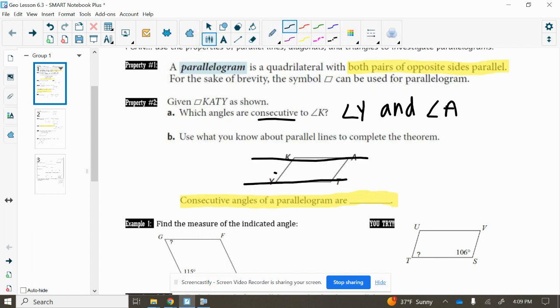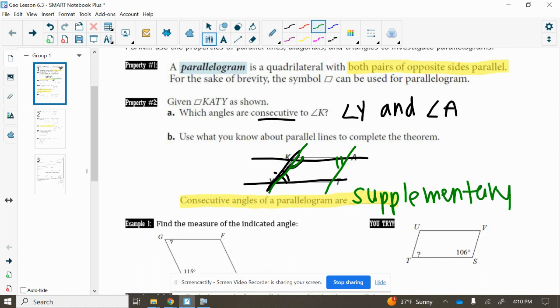So when we talk about parallelograms, because of those parallel lines that we have happening, for instance, KA and YT, again, we talked about like with the trapezoids, these consecutive angles are going to be supplementary to each other because same side interior angles are supplementary. And then that would also work for the other set of parallel lines. Angle K and angle A are going to also be supplementary because they're same side interior angles for the other set of parallel lines when KA is the transversal. So consecutive angles for a parallelogram are going to be supplementary, is our second property of our parallelograms.